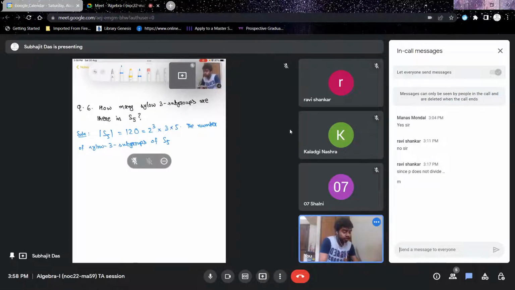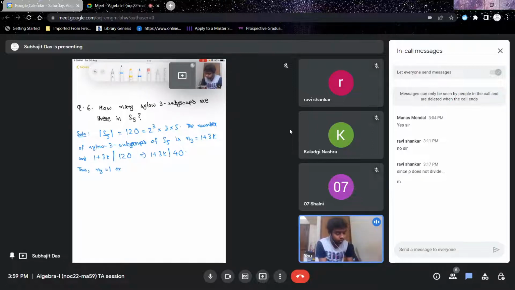Yeah, n3 of S5 is equal to 1 plus 3k by Sylow's third theorem, and we know that 1 plus 3k divides 120, right? Which implies 1 plus 3k should divide 40, right? And what are your possibilities from this? So the only possibilities are n3 is equal to 1, or it has to be 4, or it has to be 10, or it has to be 40. These are the only possibilities that you have here.